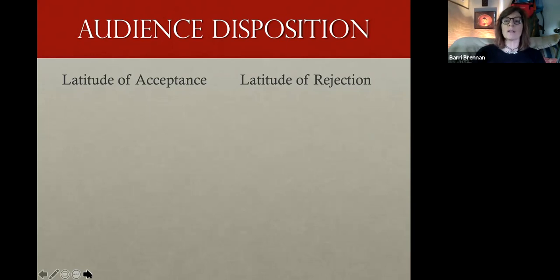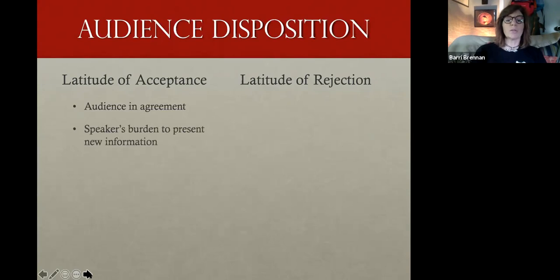So for your topic, you need to think about where that is. Is the audience in agreement? Are they likely to accept what you have to offer? If that's true, then your job is to bring new information, right? We might all agree the environment's in trouble and we have to do something about it. Give us new information. Give us something new to think about.